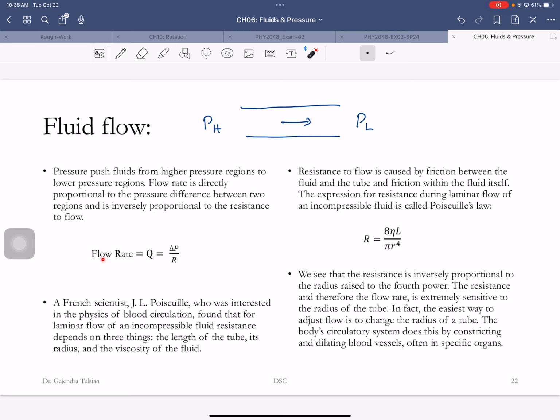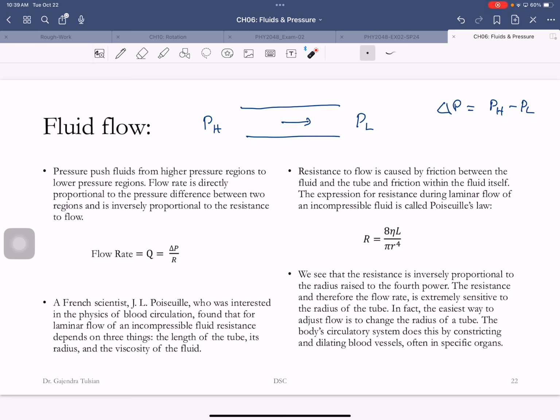The flow rate is the difference in pressure. Delta P means the difference in pressure across the tube, divided by the resistance to the flow. Resistance arises from friction. For instance, the fluid will have friction against the walls and so on. And the resistance to flow will depend on the radius of the pipe and all that.